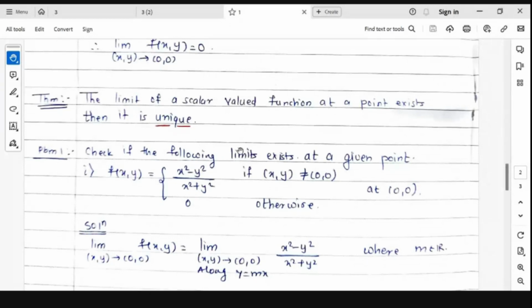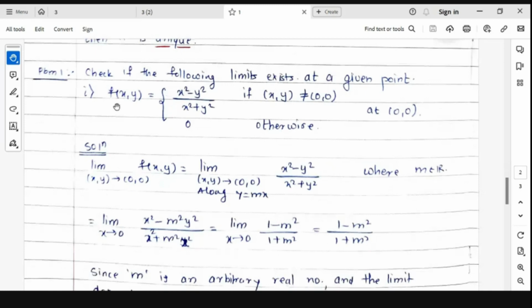Now, when I'm talking about the uniqueness of the limit, when (x, y) approaches the point (a, a), the value of the limit should be unique along all the possible paths approaching the point a. So here, this result can be used in a contrapositive. If the limit is not unique, the limit doesn't exist. So here is one good example.